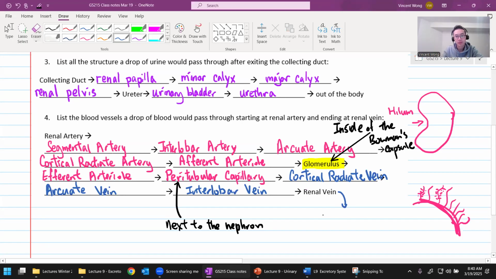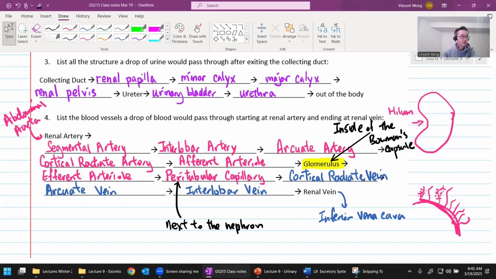And then from here, it goes to the inferior vena cava. If you want to be really thorough, the renal artery comes from the abdominal aorta. Okay, that's the blood flow. And that's all the stuff we learned last class, sort of, I guess.